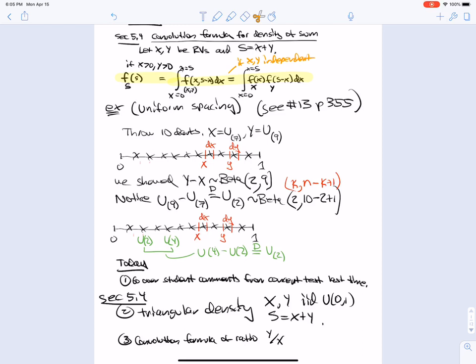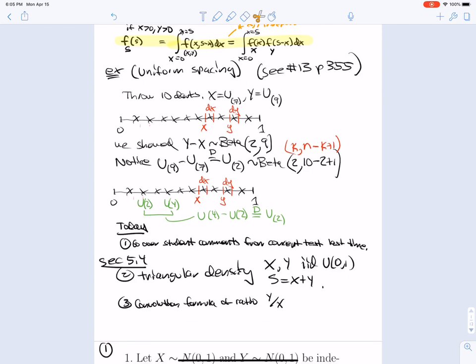Today, we're going to go over student comments from the concept test from last time, as well as a triangular density and the convolution formula for the ratio Y over X.